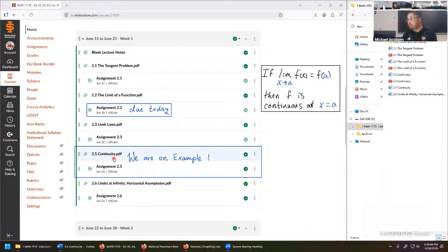And currently we're in section 2.5 on continuity. Here's our given definition to the right on example one. But any questions or comments whatsoever before we get started?